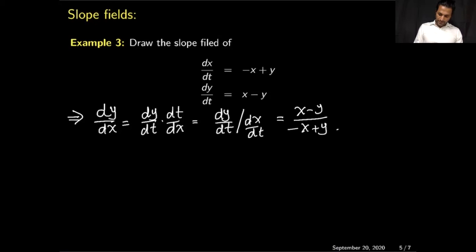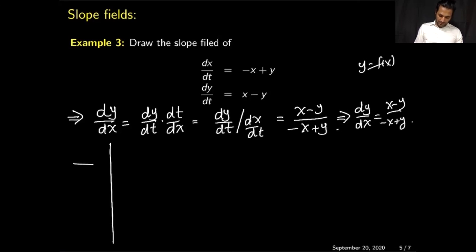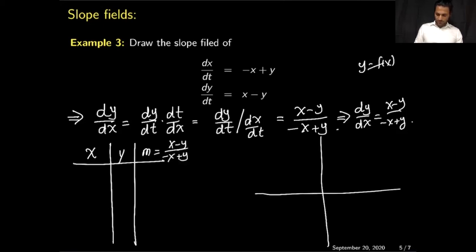So now we have a differential equation for dy by dx, which is the slope of the tangent line to the graph y is equal to f of x, which is minus x plus y over x minus y. Similarly, we will draw the table where you choose x and y independently, and you compute the slope. And here I will draw the slope field.